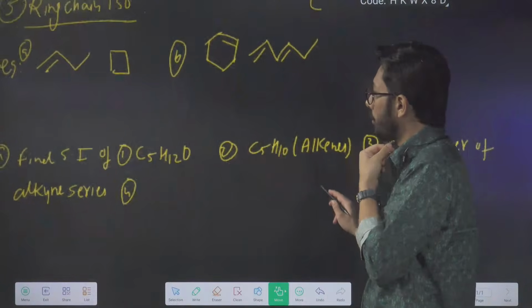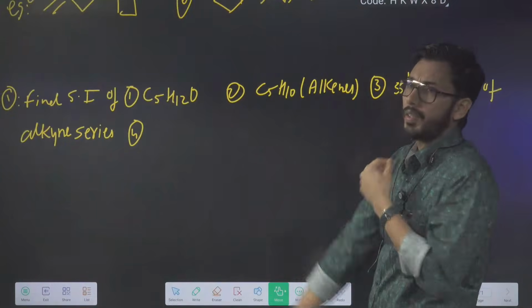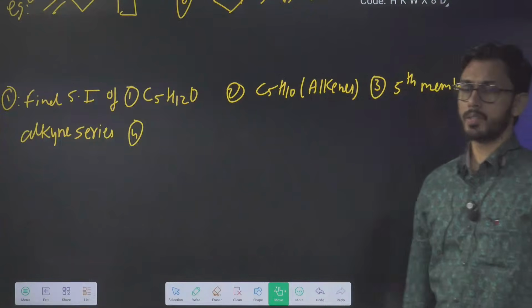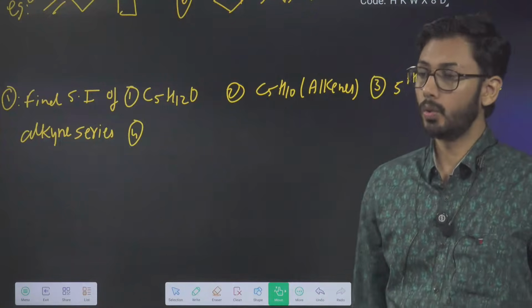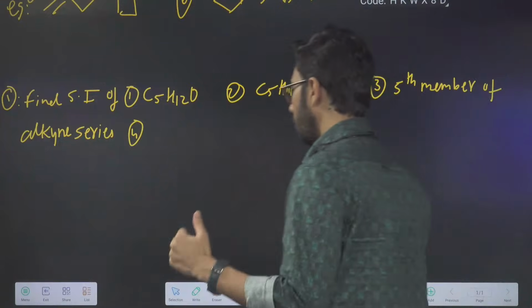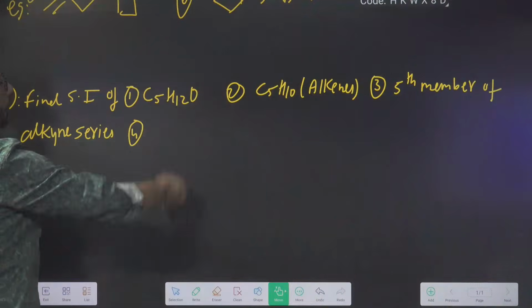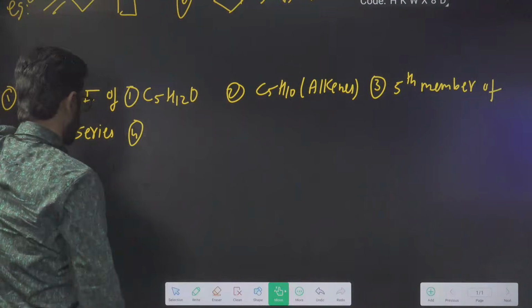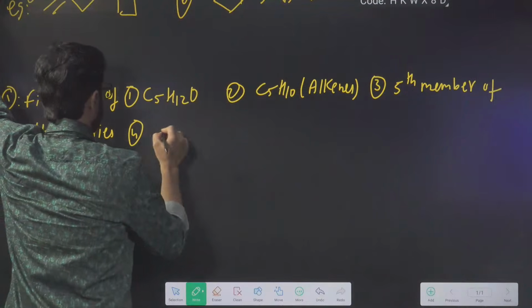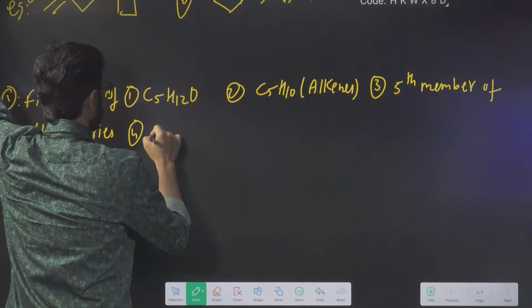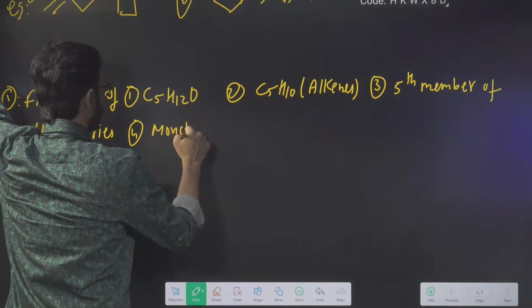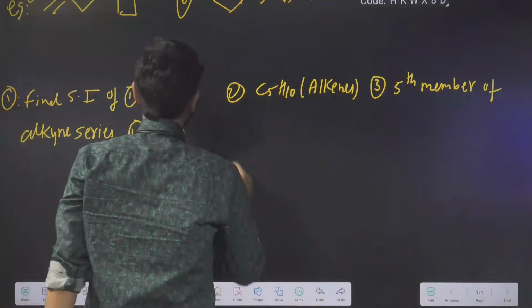Try these questions. These are given in the NCERT in different chapters. Like structural isomers, find for C5H12O. It is given in the hydrocarbon. Some more additions I am writing. This is from the hydrocarbon. Third also hydrocarbon. Fourth, monohydric phenols.